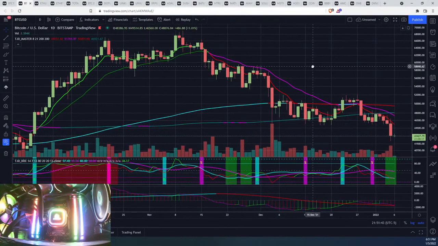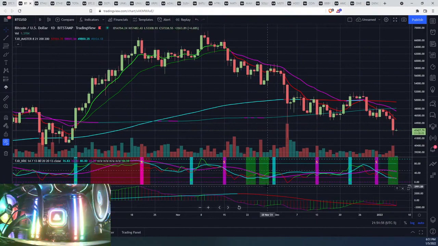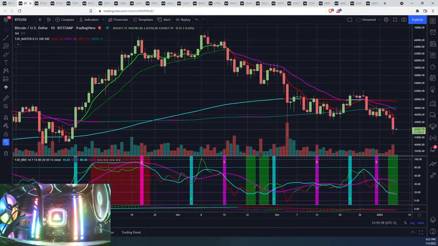And essentially what we got going on here is, so how do we want to do this? Let's get rid of the MACD. Well, I don't even think we need to mess with it. We can just make this a little bigger, and we'll just pay a little closer attention to what's going on here.